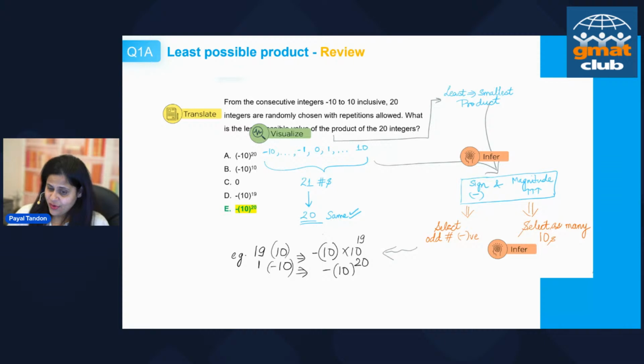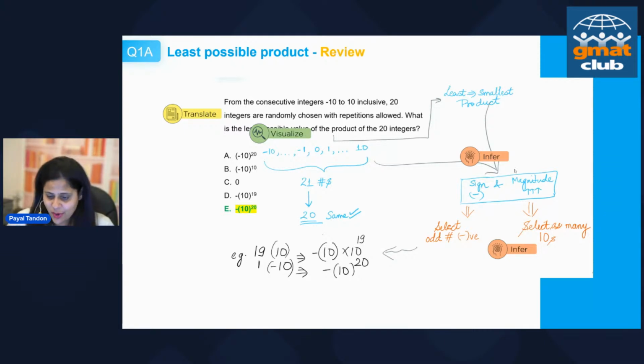Okay, those of you who selected choice D, again, you probably didn't understand, you weren't able to draw the correct inference that you need to select as many tens as possible. So probably that's why you faltered over there. So again, very simple concept. All that's needed over here is the ability to apply all these process skills in a cohesive manner.